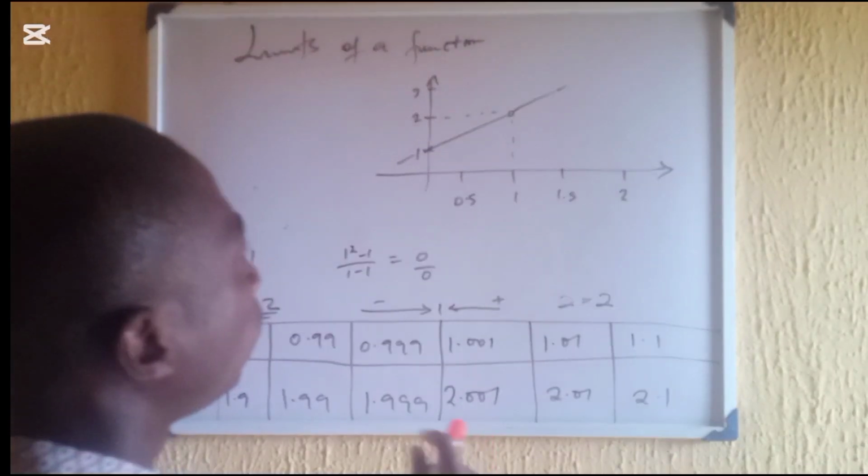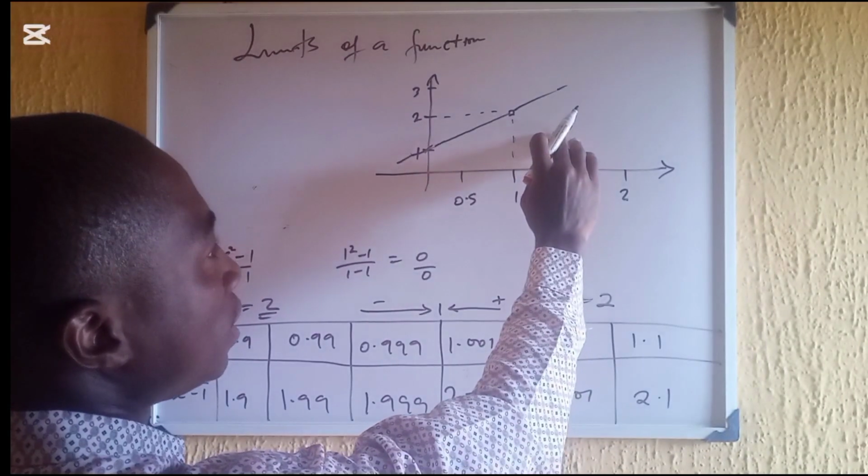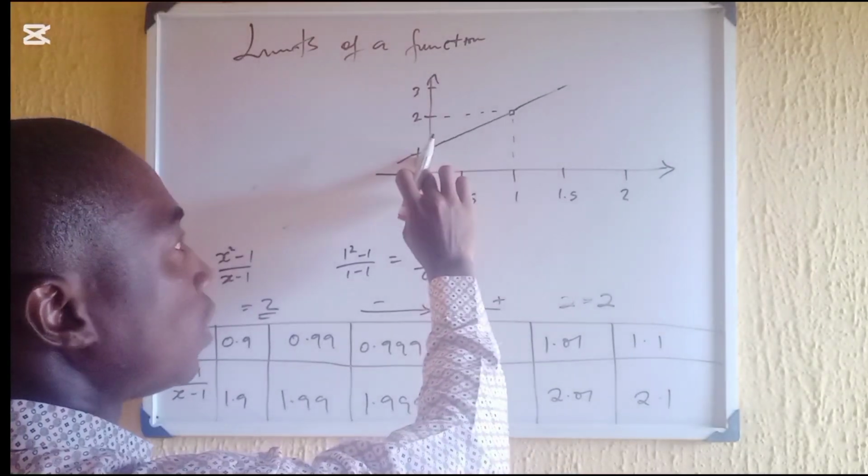Now, when we plot the graph of this function, you will notice that it is a straight line that cuts the y-axis at 1.